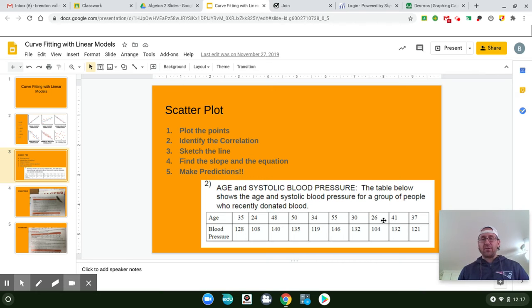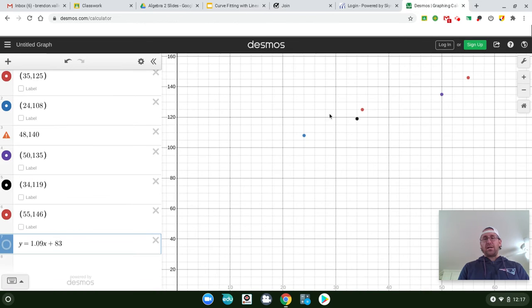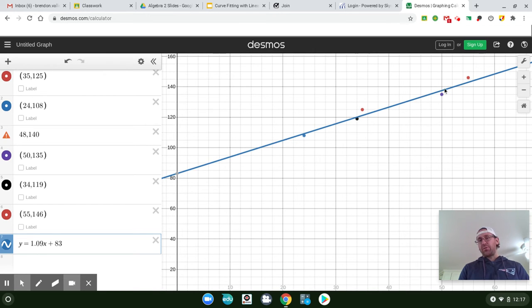Right here we have a graph talking about blood pressure and age. Okay, comparing people's age to blood pressure. First thing, you got to graph the points. Okay, so I did that here. And then you would draw a line of best fit. Okay, you want to have your line of best fit go through a couple points, have a couple points above, a couple points below.